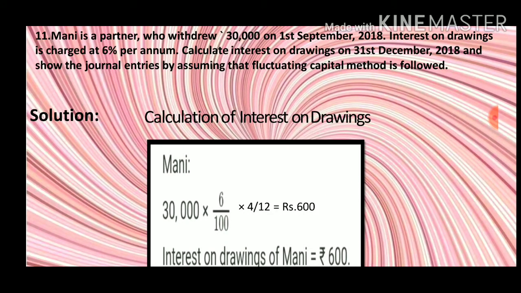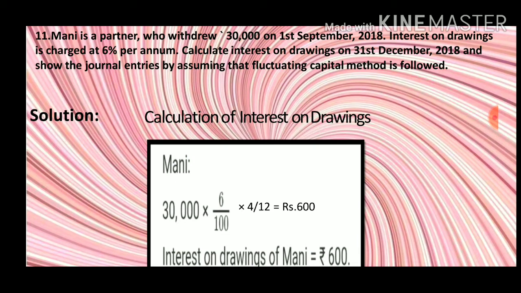Money is a partner who withdrew 30,000 on 1st September 2018. Interest on drawings is charged at 6% per annum. Calculate interest on drawings on 31st December 2018 and show the journal entries by assuming that the fluctuating capital method is followed. Which method? In this question, the fluctuating method has to be followed. Only one partner, name is Money.